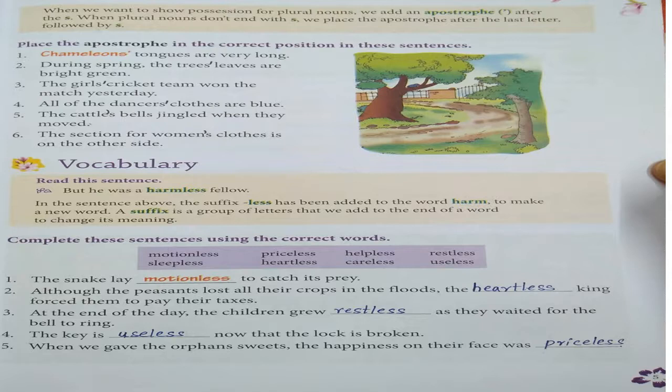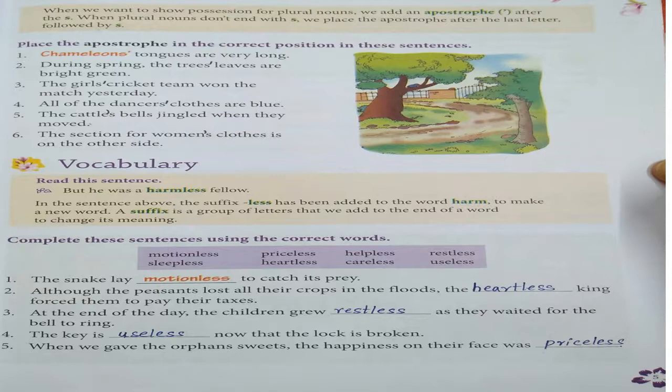Second sentence. During spring, the trees' leaves are bright green. So trees is the plural word here, children, and it is ending with S. So where should the apostrophe be put? After the S. See, I have marked the apostrophe after the S. Third one. The girls' cricket team won the match yesterday. So the word girls is a plural possessive. It is again ending with S. So the apostrophe is placed after S. Fourth one. All of the dancers' clothes are blue. Dancers is a plural noun and it is again ending with S. So the apostrophe is placed after S.